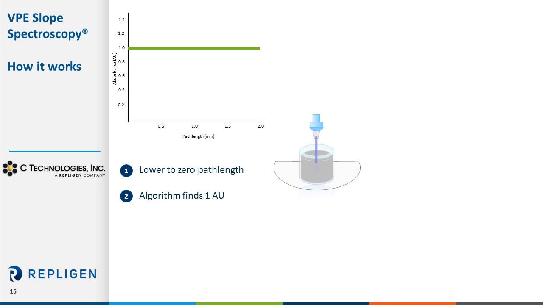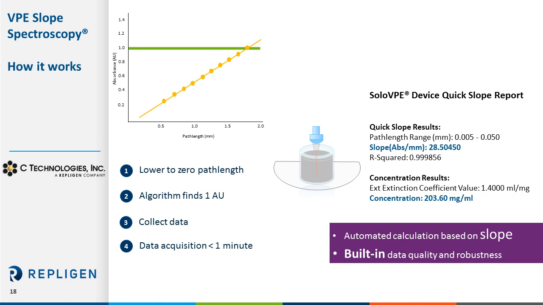Once it finds the one absorbance target range that we're looking for, the Solo will then plot between 5 to 10 path lengths worth of spectral data to plot a slope regression for us. Data acquisition takes about 1 minute. And the result is a slope-based concentration result. So now our equation is slope divided by extinction coefficient equals concentration.